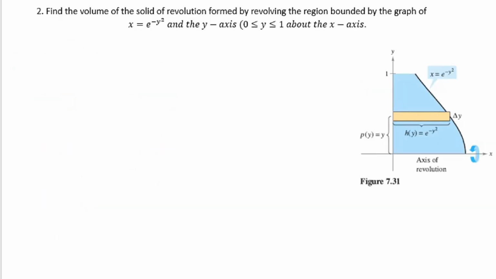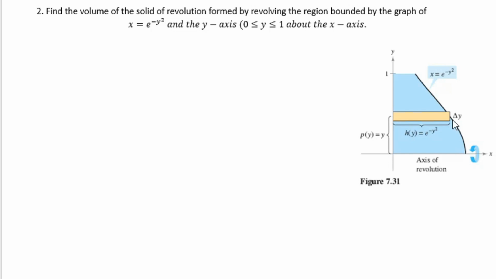Number 2: find the volume of the solid of revolution formed by revolving the region bounded by the graph of x equals e raised to the negative y squared and the y-axis, where y is greater than or equal to 0 and less than or equal to 1, about the x-axis. This is represented by this figure. Because the axis of revolution is horizontal, we use a horizontal representative rectangle, as shown.